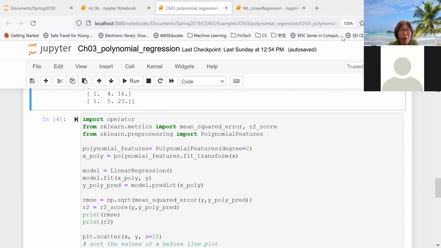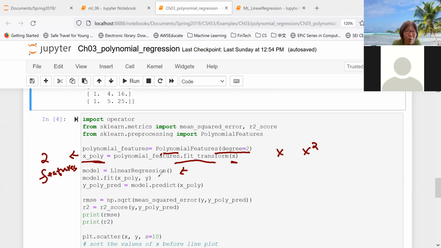Similar concept here. With regard to the x feature that we previously showed, here we use the degree 2 polynomial and then transform. So this time x becomes two features, not a single feature: x and x squared. Then we do the linear regression, and we can do a prediction. We can also collect the R2 score, etc.